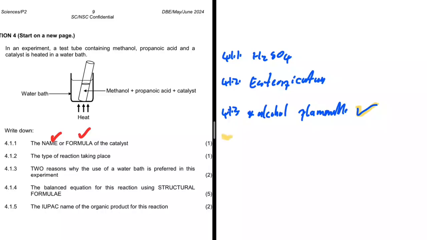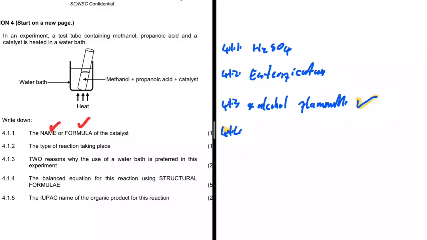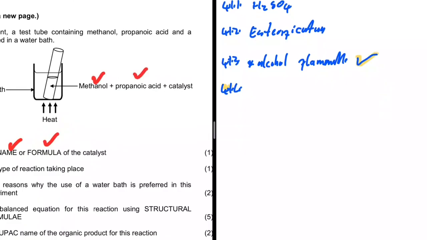That is 4.1.3. Let's do 4.1.4. The balanced equation for this reaction uses structural formulae. So we have methanol plus propanoic acid. So let's go ahead and take a look. Methanol, so an alcohol with 1 carbon. Okay, that is methanol. Plus propanoic acid, an acid with 3 carbons.